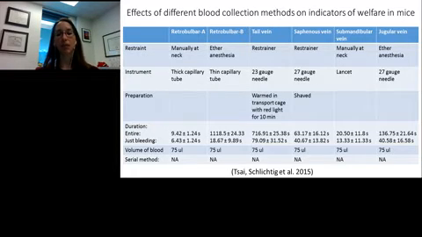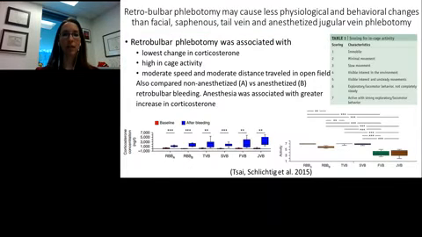So hopefully they were able to assess the stress response post-hypothalamic pituitary adrenal axis. So they gave that time to kick in, and then they tried to measure the stress response associated with these 6 different techniques. So this paper by Cyano et al. showed that retrobulbar phlebotomy may actually cause less physiologic and behavioral changes than the facial vein or submandibular vein, saphenous, tail vein, and the anesthetized jug phlebotomy.